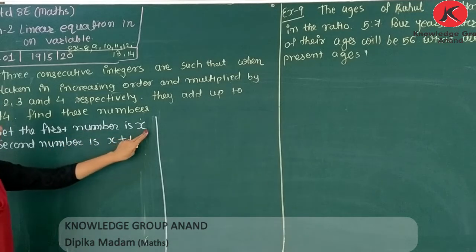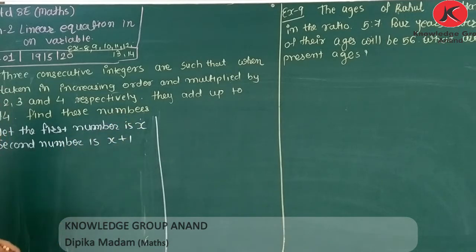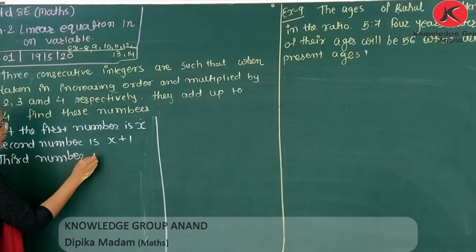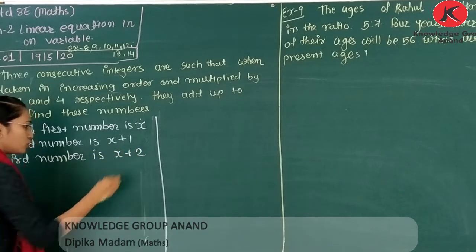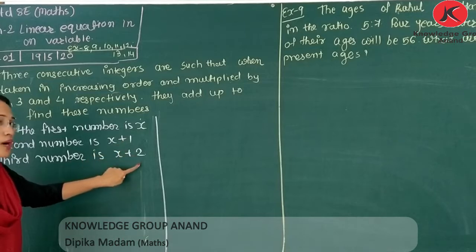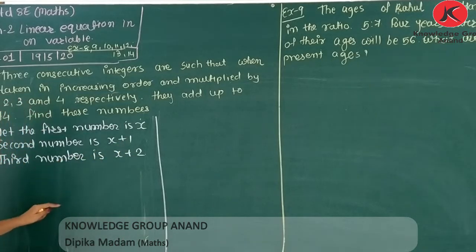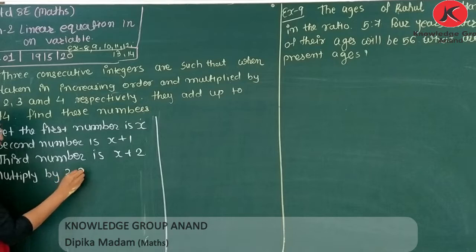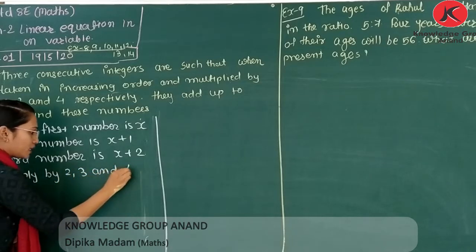So let the first number be x. The next number will be x plus 1 and the third number is x plus 2. Clear? So the three consecutive numbers are x, x plus 1 and x plus 2. So multiply them with 2, 3 and 4 respectively.